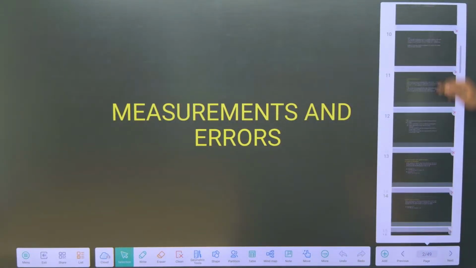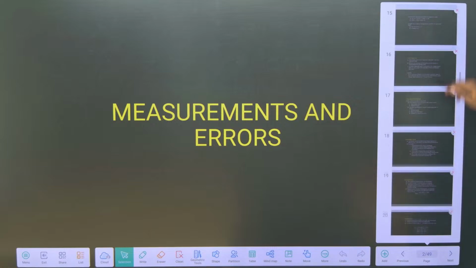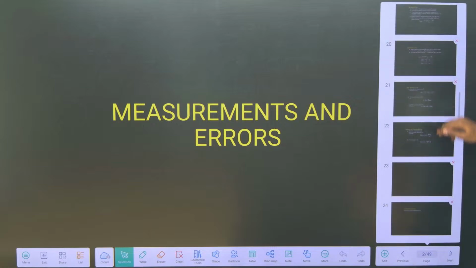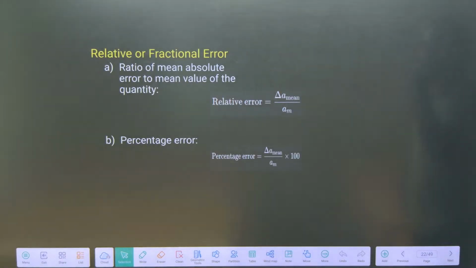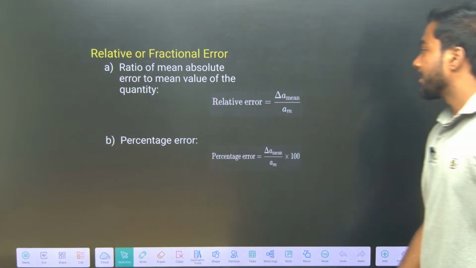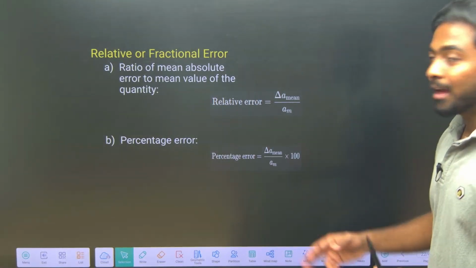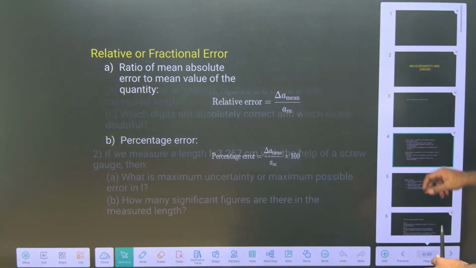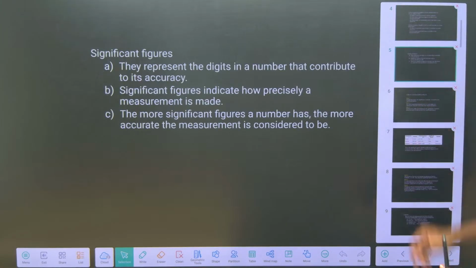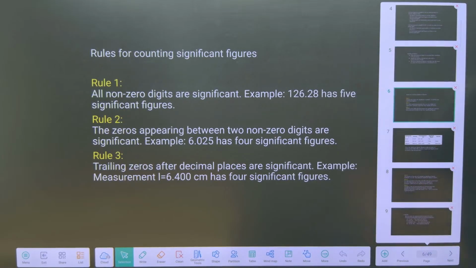So we were on the topic of classification of errors, right? So relative or fractional error we have seen. So let us recap what we have seen once. So we have seen what is significant figures, then rules for the significant figures.